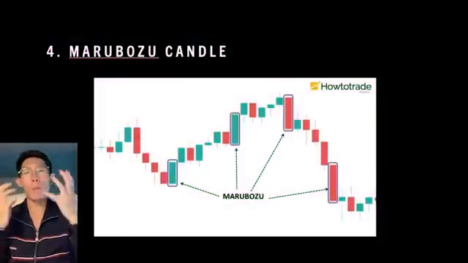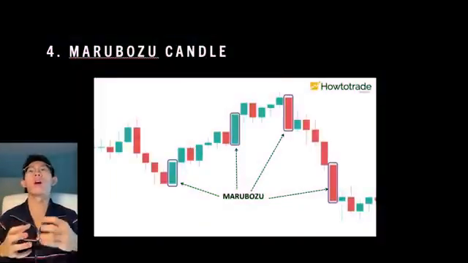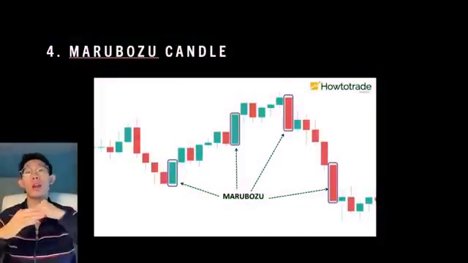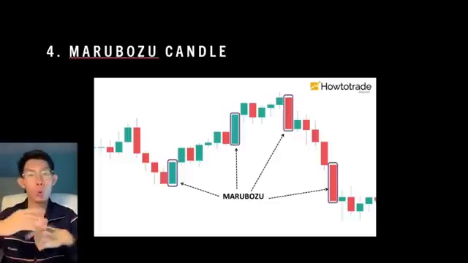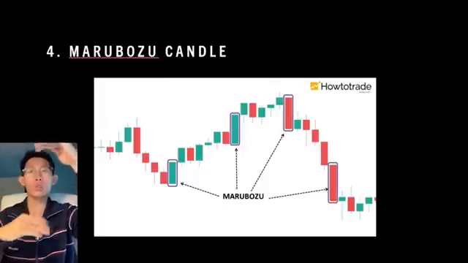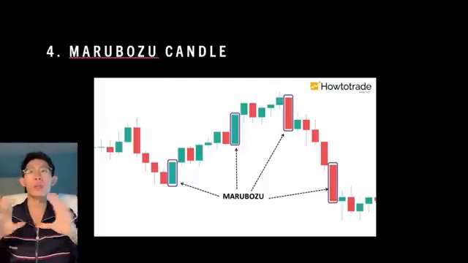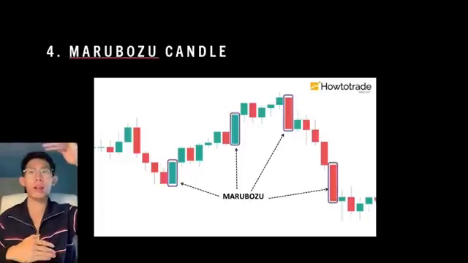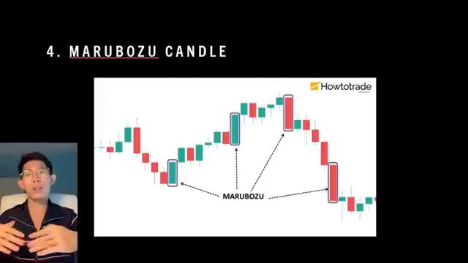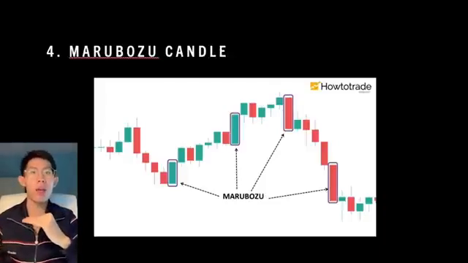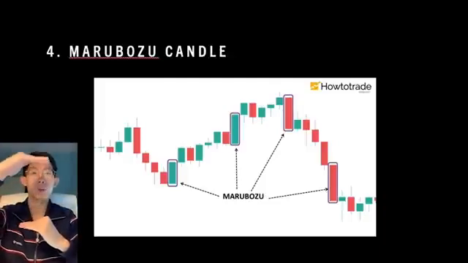Number 4 is your Marubozu candlestick. A Marubozu is basically a long candlestick with no wick. It doesn't have the upper and lower wick at all. It is just one huge candlestick body, looking like a vertical rectangle. When you see a green Marubozu candlestick, this means that during the session, the candlestick opened at the lowest price and closed at the highest price.